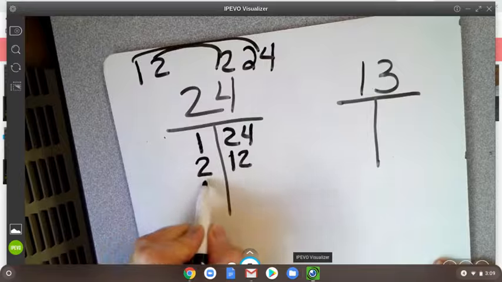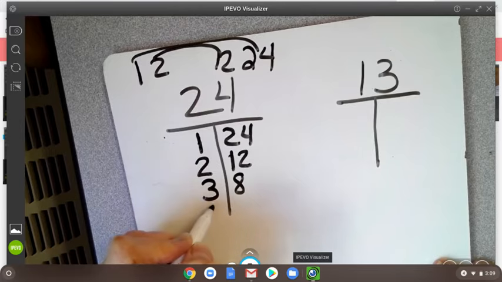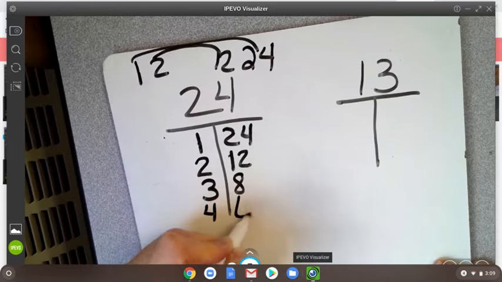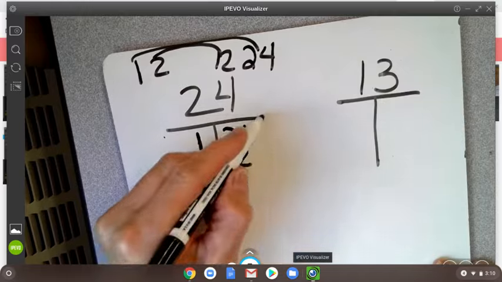3 goes into 24, 8 times, 3 times 8. 4 times 6. 5 does not go into 24. It's not a factor. Then I go 6. Oh, wait a minute. I already have a 6 on the other side. That's called a turnaround fact. As soon as you hit the turnaround fact, you know you have all the factors of 24.